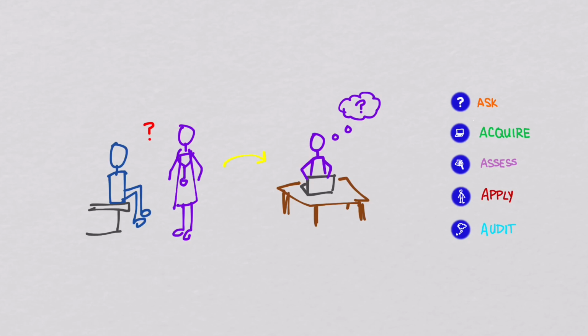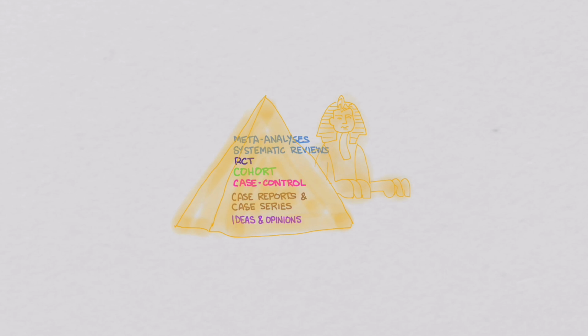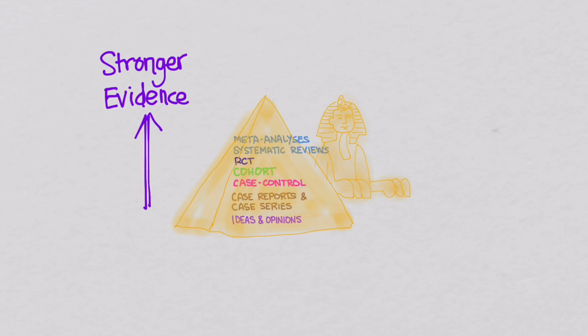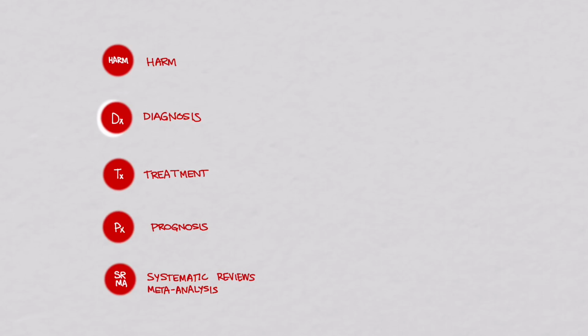As we learned previously, there are a couple of different ways to organize the different kinds of papers that are out there. You can organize it based on the type of study it is, the study design. That's where this evidence pyramid comes into play. We know that ideas and opinions are of some value, but they're not as strong evidence as the ones that are above it. The higher up we go, the stronger the evidence. So that's how you organize papers by study design. But there's another way, and that's to organize the papers based on the type of question that was asked.